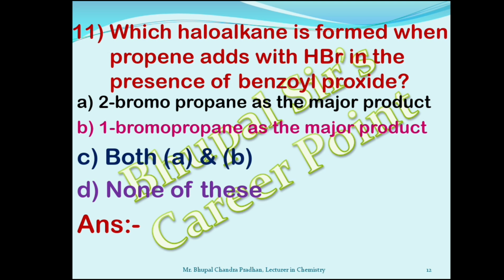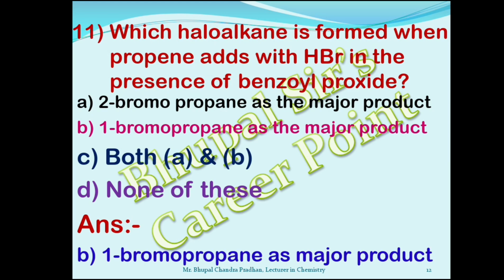Here the addition is carried out in the presence of benzoyl peroxide, means it is the peroxide effect, that is, addition takes place according to anti-Markovnikov's rule. The negative part of the addendum will join to the carbon atom which contains the maximum number of hydrogen atoms. As a result, 1-bromopropane is formed as the major product. So option B is the correct answer. Thanks to the students who gave the answer option B.